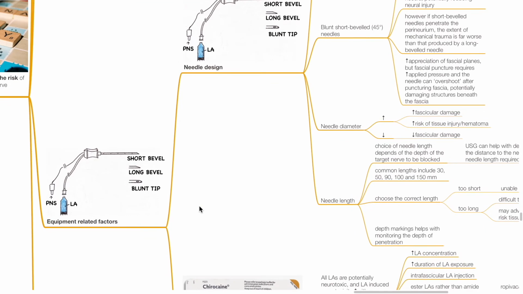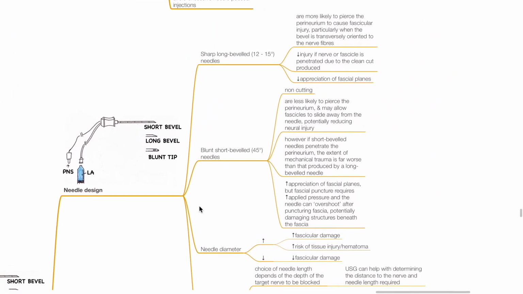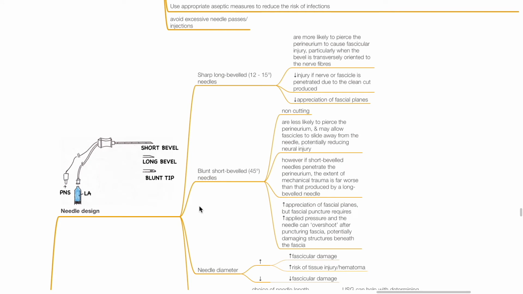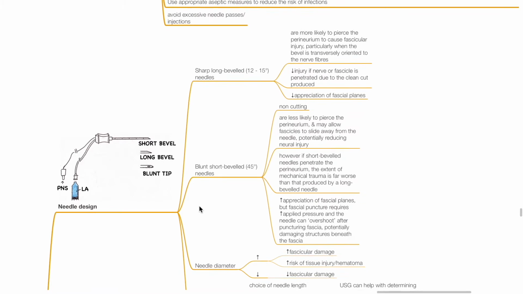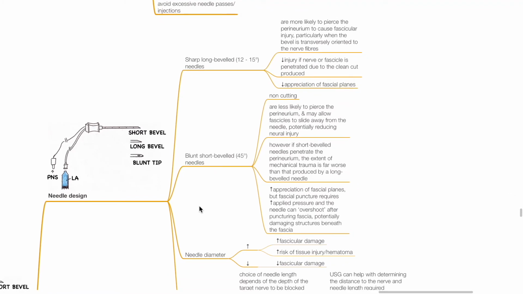Equipment-related factors. Needle design. Sharp, long-beveled 12 to 15 degree needles are more likely to pierce the perineurium to cause fascicular injury, particularly when the bevel is transversely oriented to the nerve fibers. However, if the nerve or fascicle is penetrated by a sharp needle, there is less injury due to the clean cut produced. Blunt, short-beveled, 45 degree needles are non-cutting and are less likely to pierce the perineurium and may allow fascicles to slide away from the needle, potentially reducing neural injury.